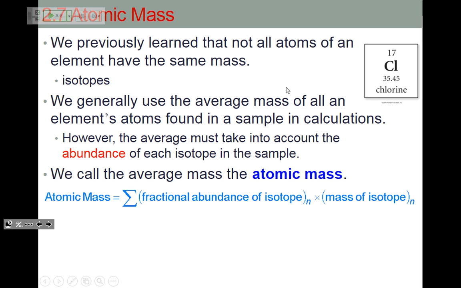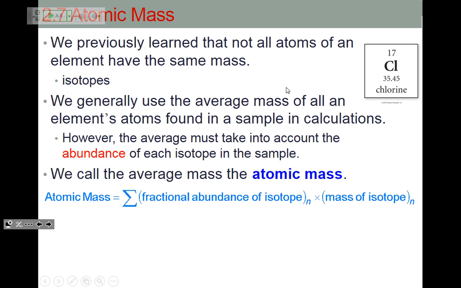So the sum of our fractional abundance of one isotope, how much of it is found in nature, times the mass of that isotope, and then let's say I have 2 isotopes, I'm going to have 2 of these terms. The fractional abundance of isotope 1 times the mass of isotope 1 plus, that's that summation, the fractional abundance of isotope 2 times the mass of isotope 2. If I have 3 isotopes, I'll have 3 things I'm adding together. If I have 5, I'll have 5 things I'm adding together. So that's all that symbol means, it's just a sum.